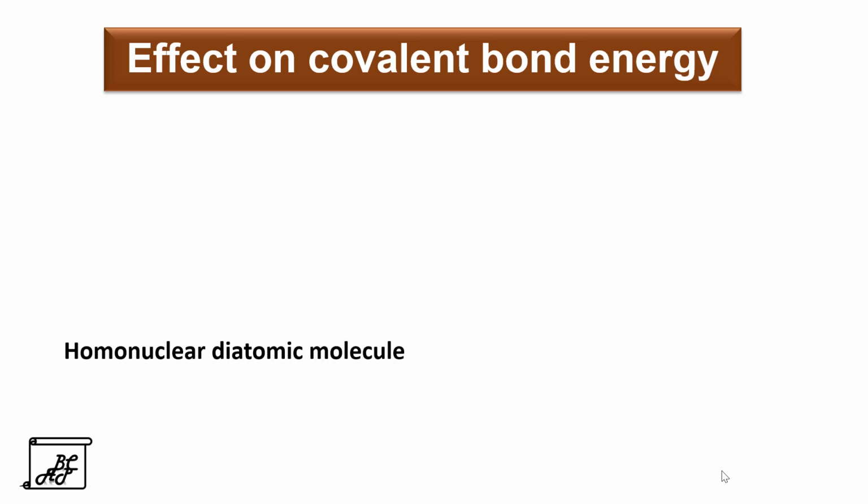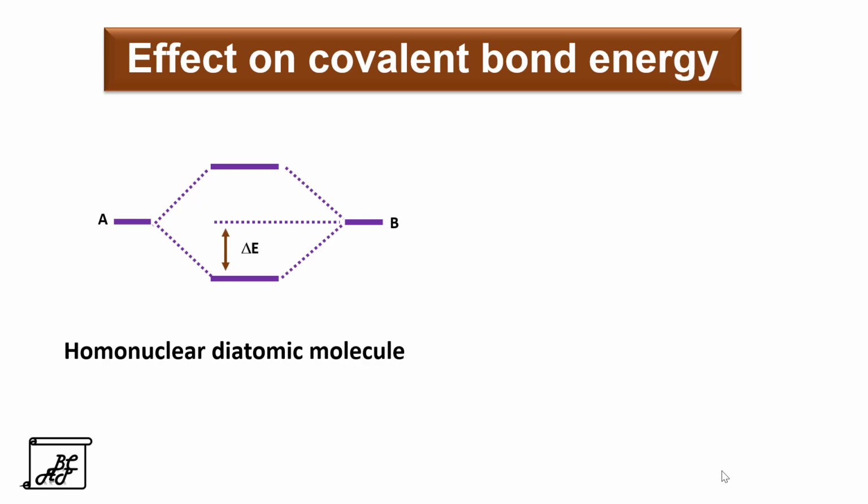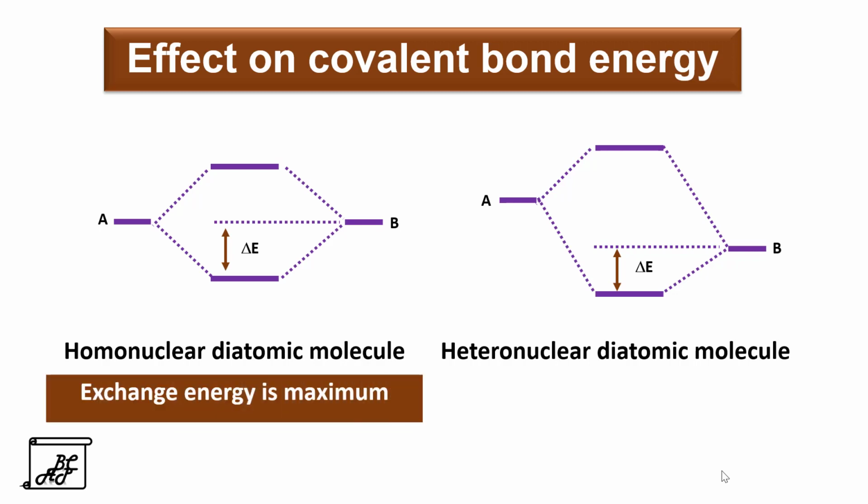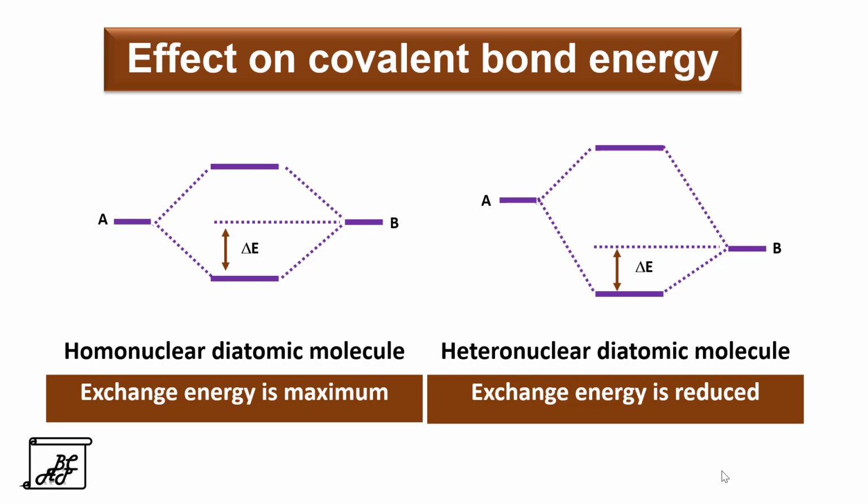Let's see the effect on covalent bond energy. In case of homonuclear diatomic molecule, the two atomic orbitals having same electronegativity are at same energy level. When they combine with each other to form bonding and anti-bonding molecular orbital, the difference in the energy of the bonding molecular orbital and the atomic orbital is called covalent bond energy. In case of heteronuclear diatomic molecule, as one of the atomic orbital is more electronegative, when they form bonding and anti-bonding molecular orbital, the covalent bond energy is now reduced compared to homonuclear diatomic molecule.